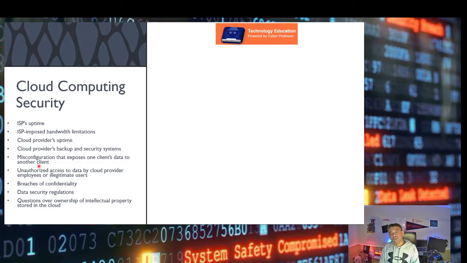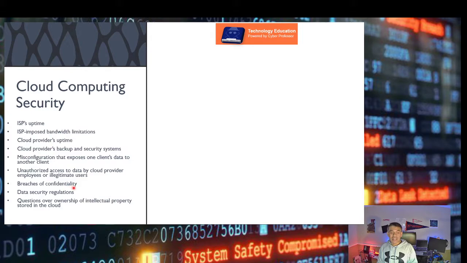And if the configuration of that environment is such that your company data is mixed with some other company's data, then the exposure for your client data is high. Unauthorized access to data by cloud provider employees or illegitimate users. So in those cases, you're relying on the safety and security steps that the cloud provider should be taking to make sure that they know who is working for them, and they run background checks for those employees that have access to your data and to your servers in the cloud.